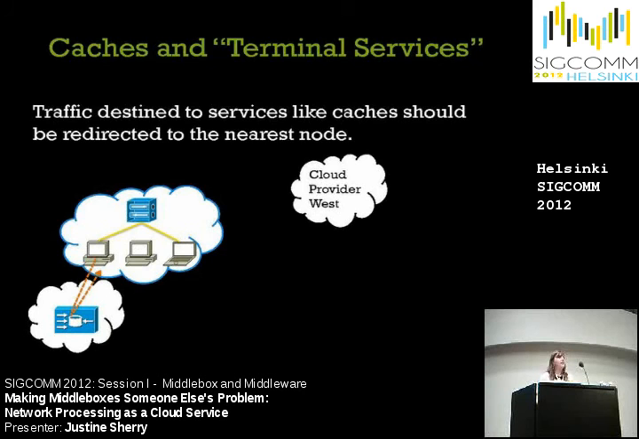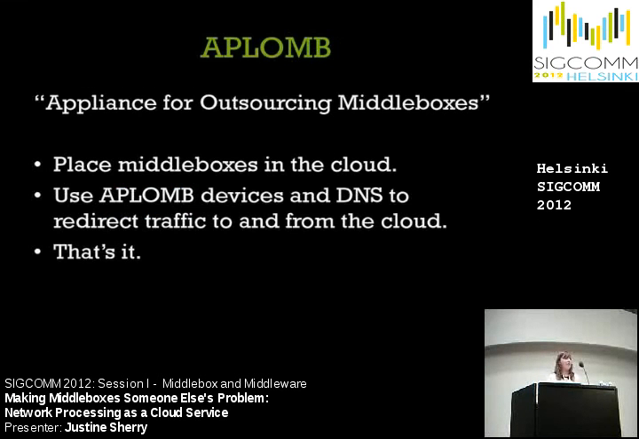So to summarize, that's APLOMB. APLOMB stands for an appliance for outsourcing middleboxes, and the way it works is we just place middleboxes in the cloud, use APLOMB and the DNS to redirect traffic to and from the cloud, and that's it. Well, okay, there are more details in the paper, but in essence, the design itself is very simple.